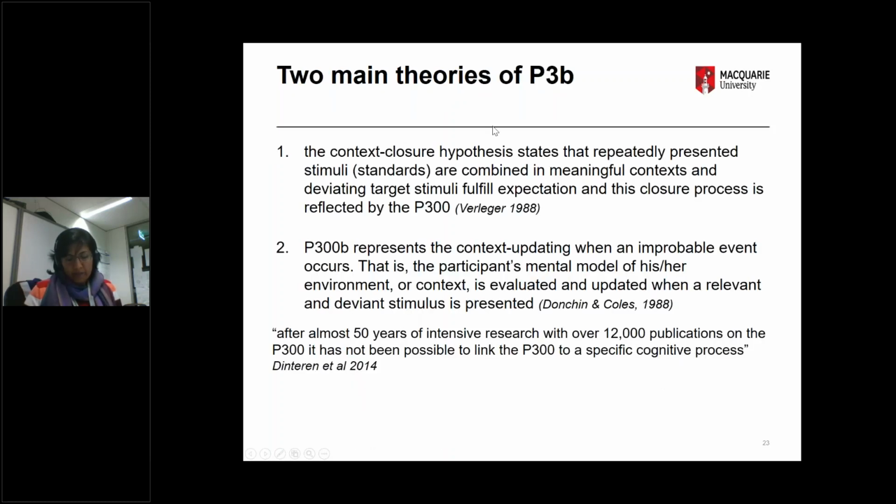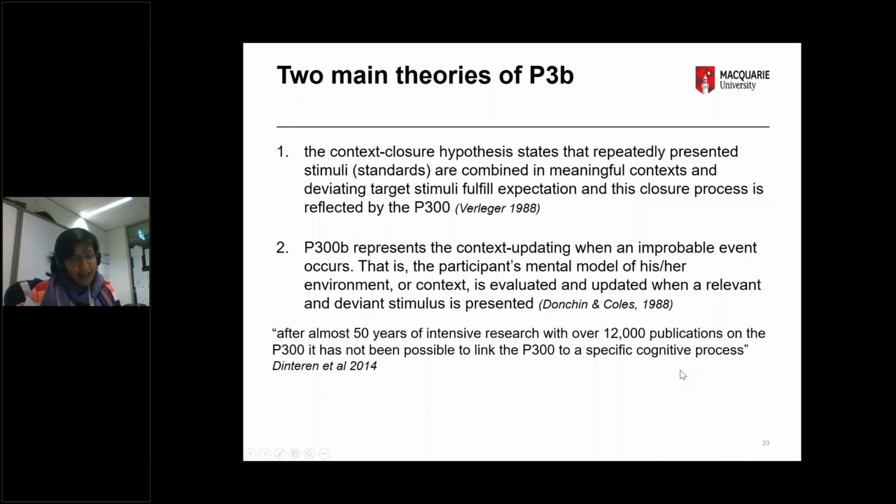Now, the nature of P300, so we have to talk about the theories. Before I actually talk about the theories, I want to highlight this part here, which came from a meta-analysis study by Teran in 2014, and this is what they said. After almost 50 years of intensive research with over 12,000 publications on P300, we still are not sure, or it has not been possible, to link P300 to a specific cognitive process.